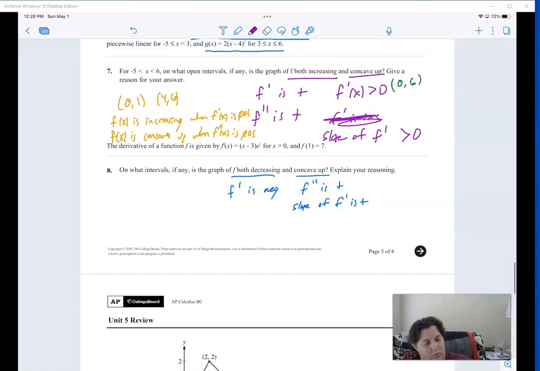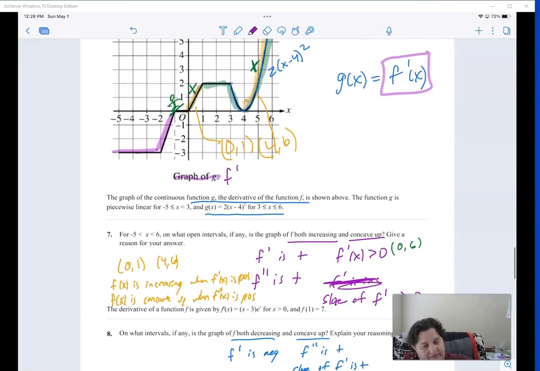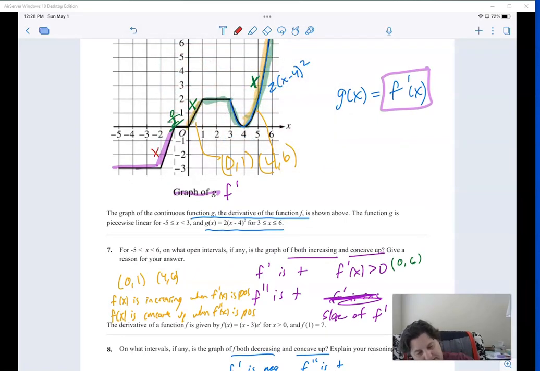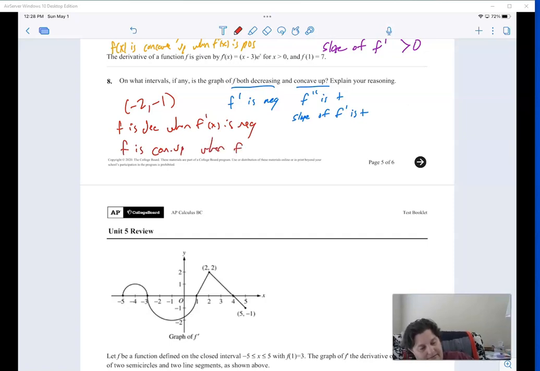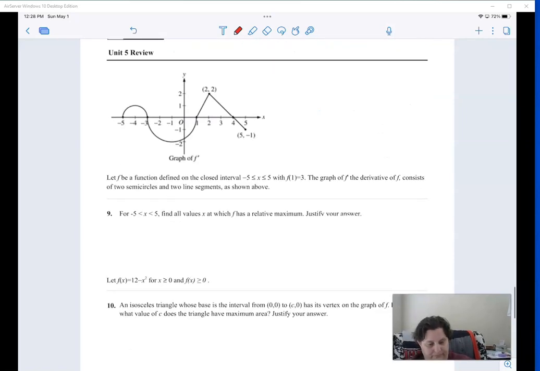And out of there, where is the slope positive? My slope is positive right in this little section. So below the axis and positive slope, the x values are negative 2 to negative 1. And then I would write out my same thing better than that: f is decreasing when f prime is negative. F is concave up when f double prime is positive. Like I said.